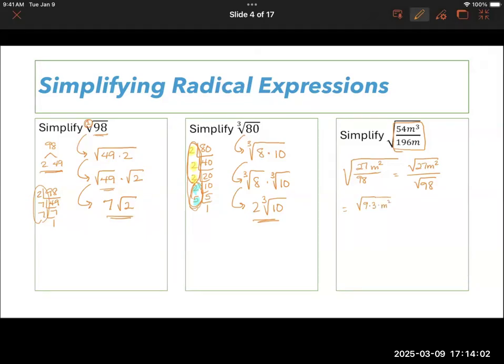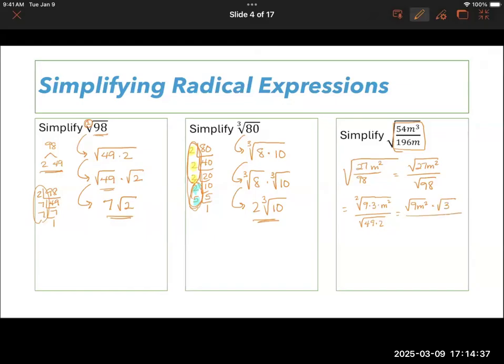With variables, we want the exponent to be divisible by the index. So again, if this is square root, our index is 2. And again, with 98, we just did that a minute ago. We'll make that a 49 times 2. So in my next step, I combine the things that can be rooted into one radical, and then the things that cannot into the other.